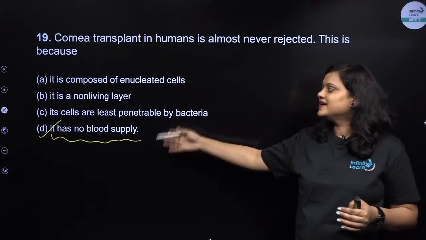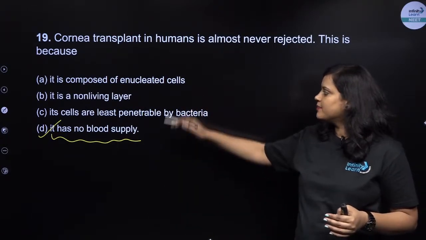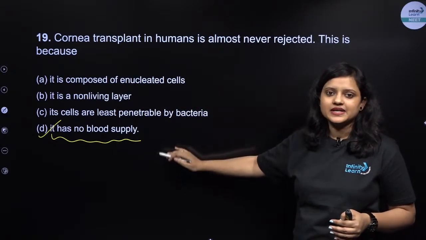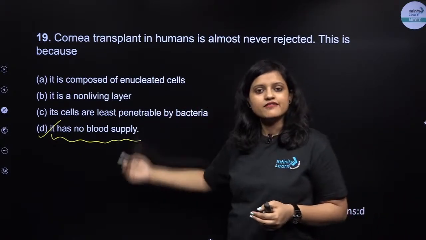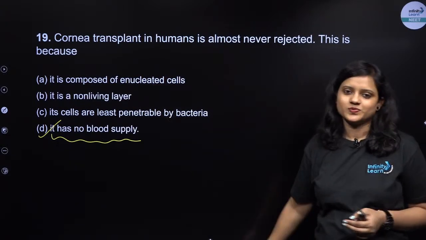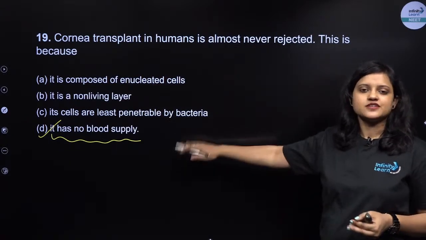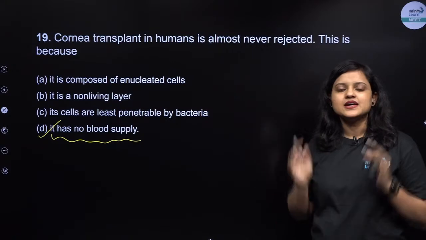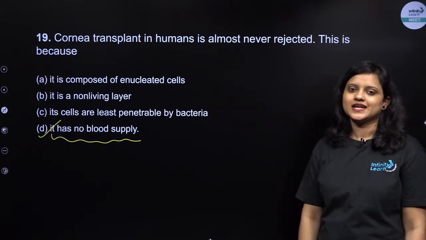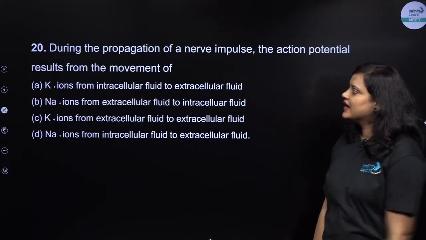It has no blood supply, because of which the probability of organ rejection will become very, very low. And this was the first organ that was transplanted successfully. Okay? Next question.